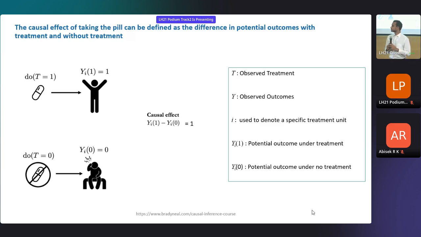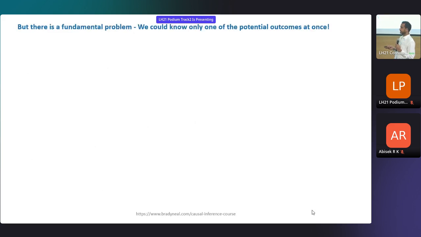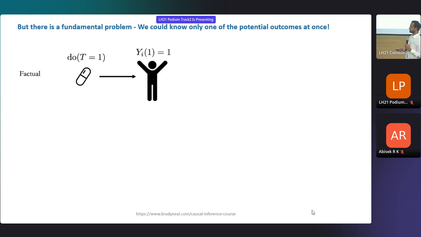But you can see an obvious challenge here, right? Obvious problem. That is, we can observe only one of these potential outcomes. So we cannot have treatment and no treatment at the same time, right? This is also called the fundamental problem of causal inference. So we could know only one of the outcomes. We can either take the pill or not take the pill, right? So we cannot do both at the same time. So if we cannot do both at the same time, how can we even measure the effect?